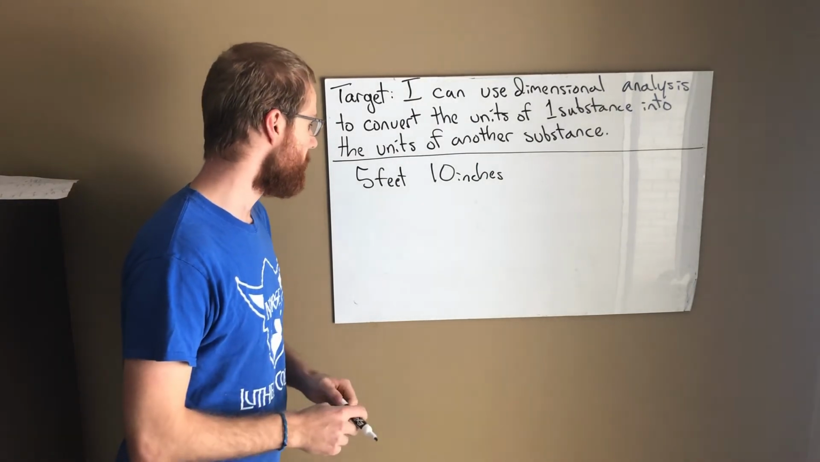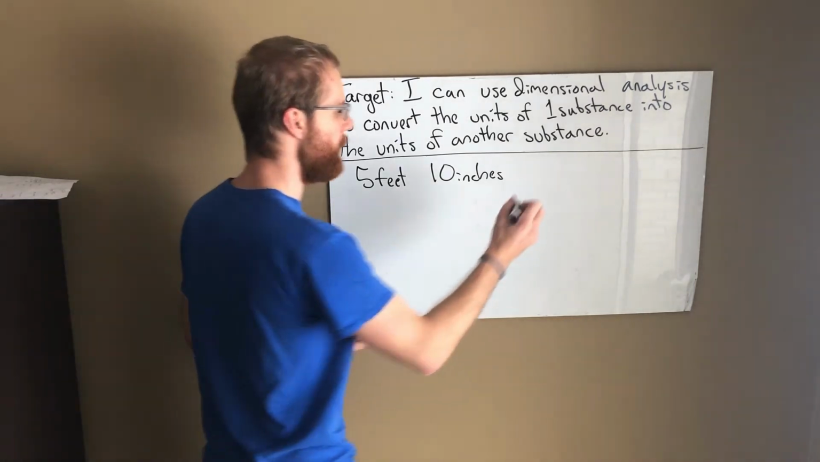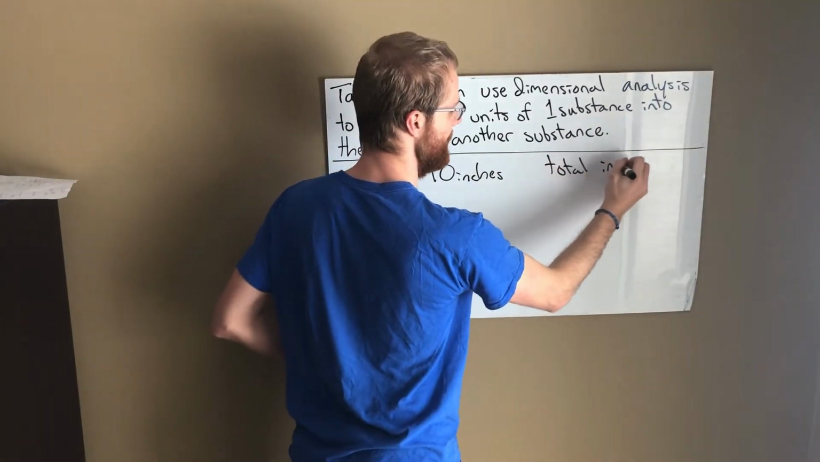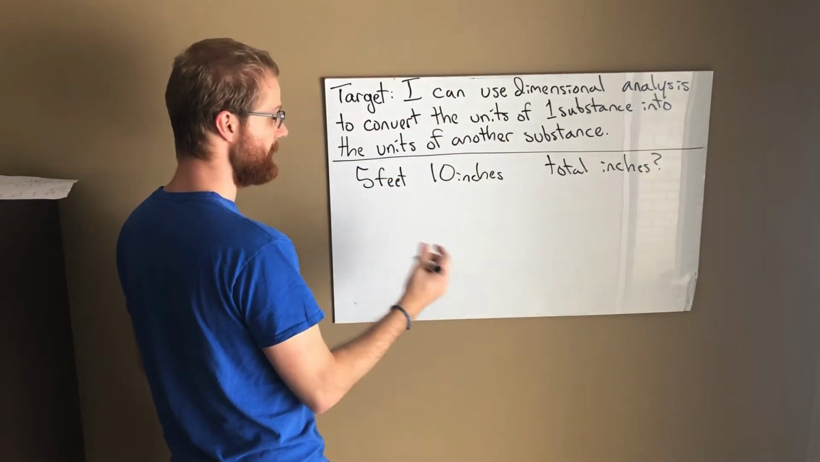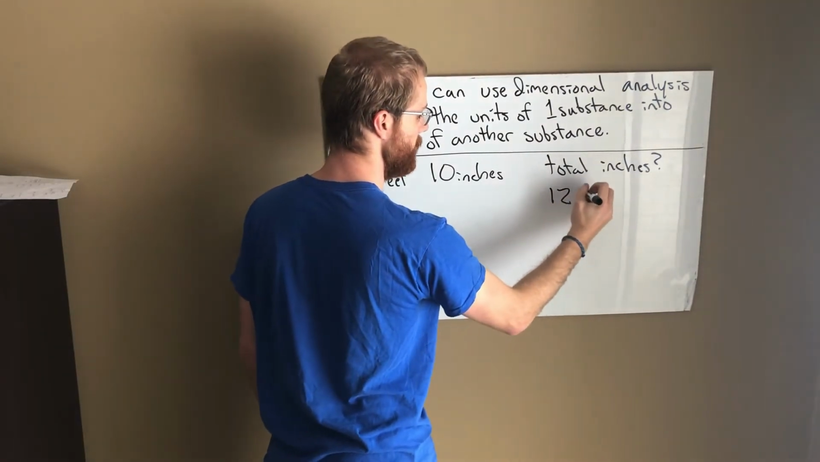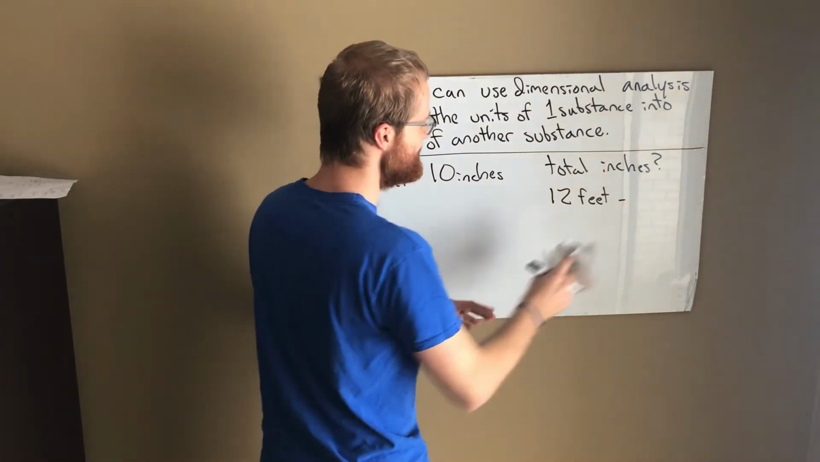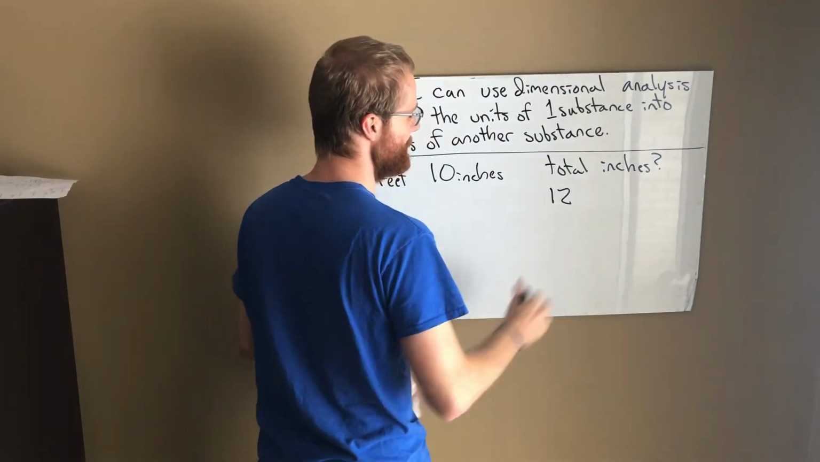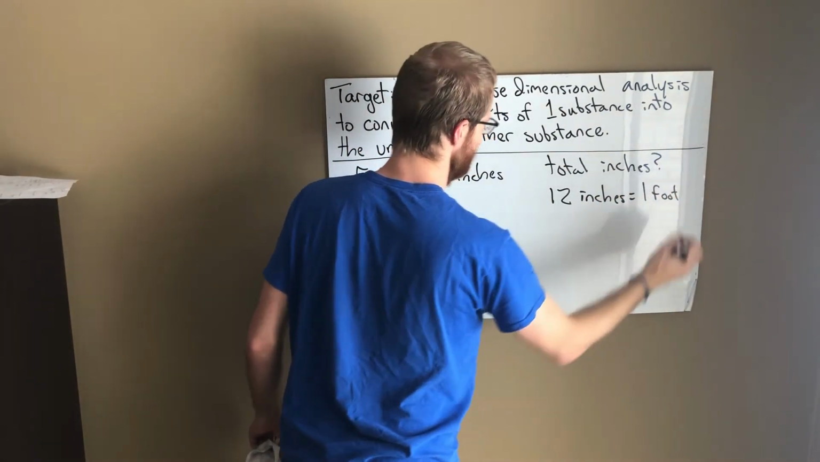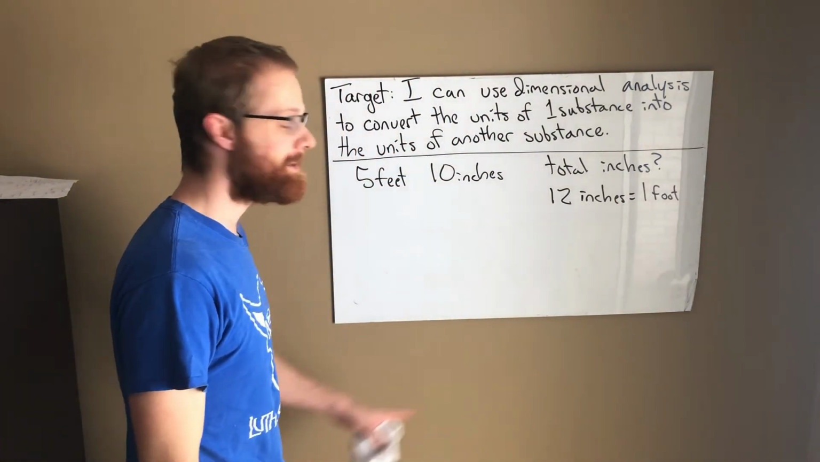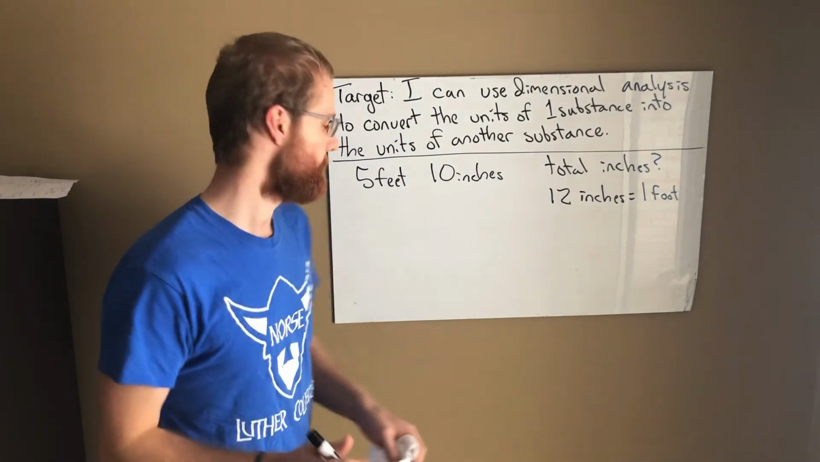All right, so what I need to do is get feet into inches. I need to figure out how many total inches I am. In order to do that, I'm going to use a conversion factor. I know there's 12 inches in 1 foot. So I can use this ratio to convert feet into inches.